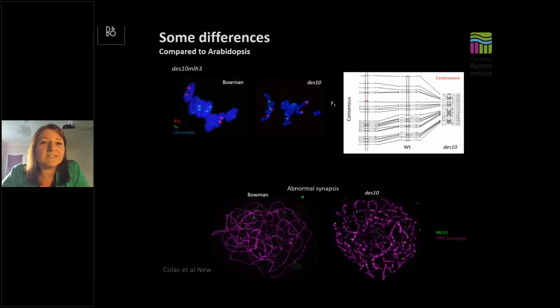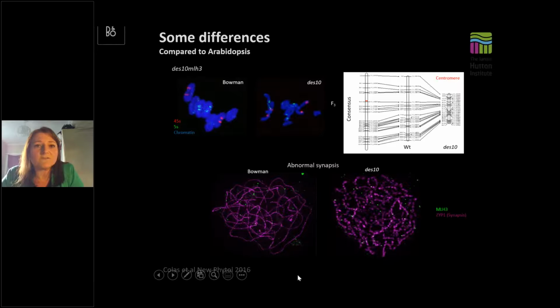But there are some differences, and one of the differences is that in your mutant, synapsis is not actually completely normal. You do have a proper alignment of the chromosomes along the entire length, but you do not have a proper polymerization of ZIP1.